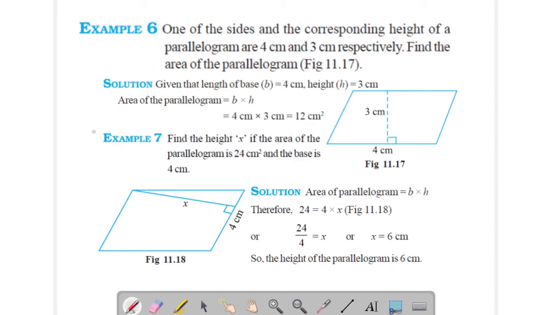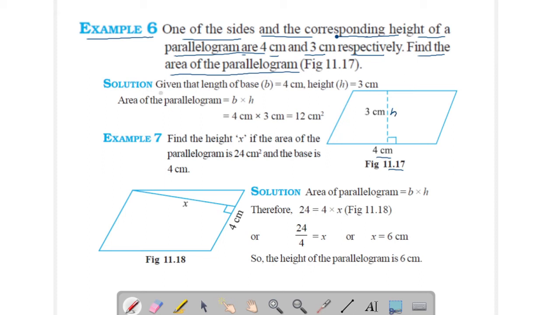Now come to example 6. Here one of the sides and the corresponding height of a parallelogram are 4 cm and 3 cm respectively. Find the area of the parallelogram. See figure 11.17. Here this is your base, that is 4 cm, and 3 is the height. The height is 3 cm.